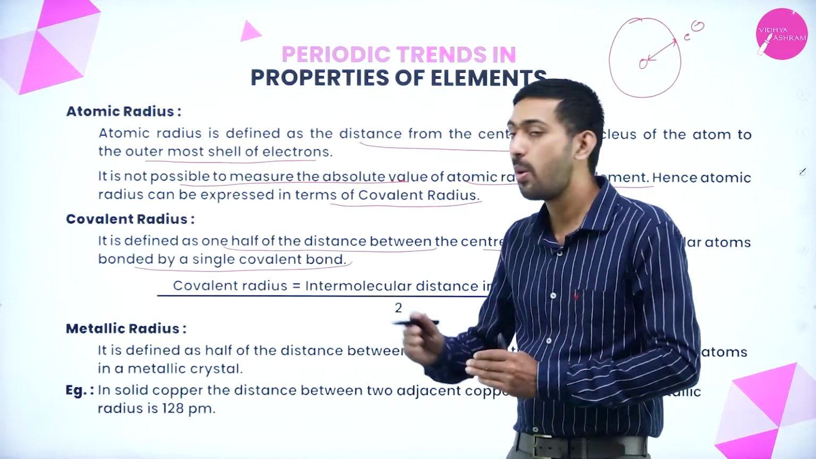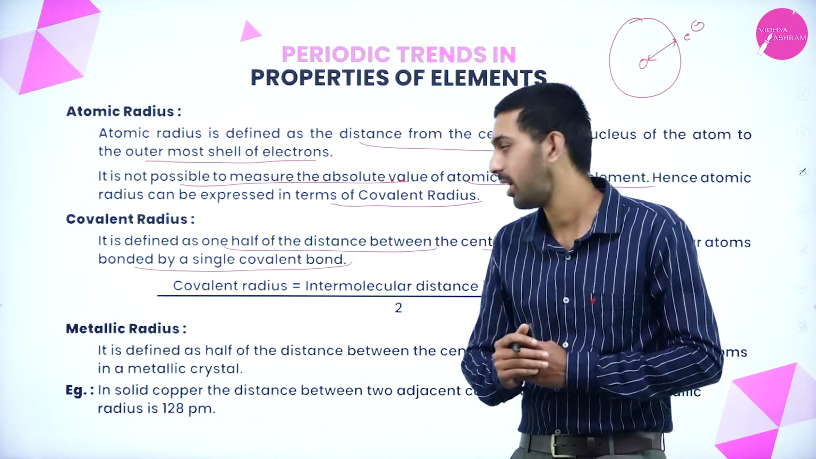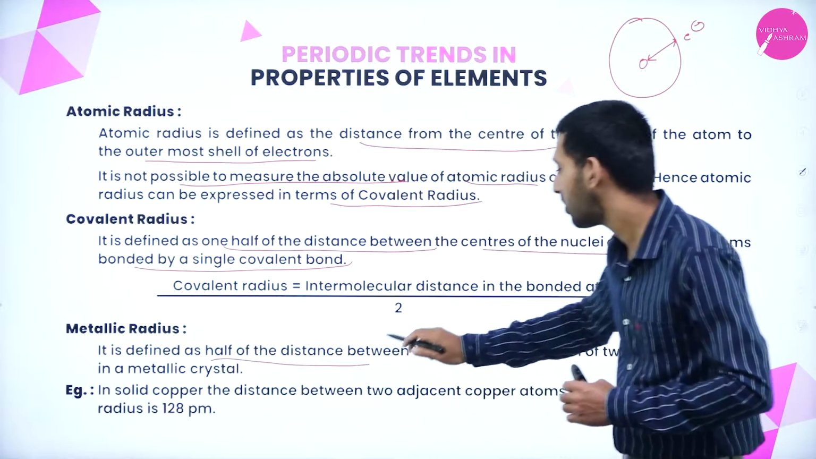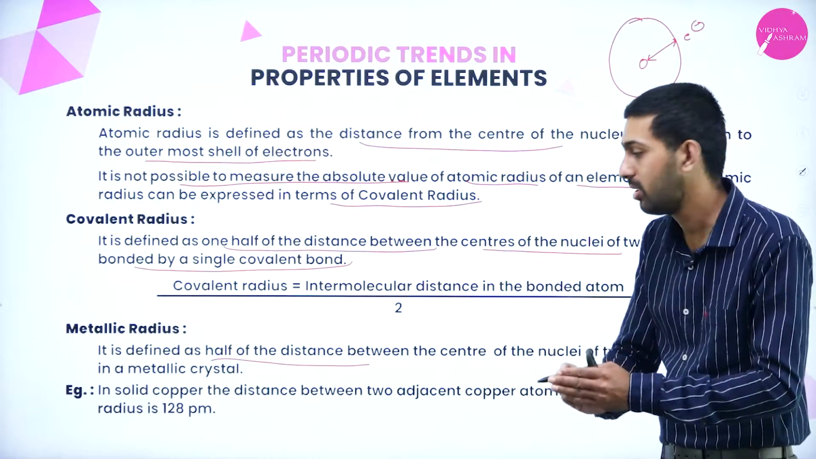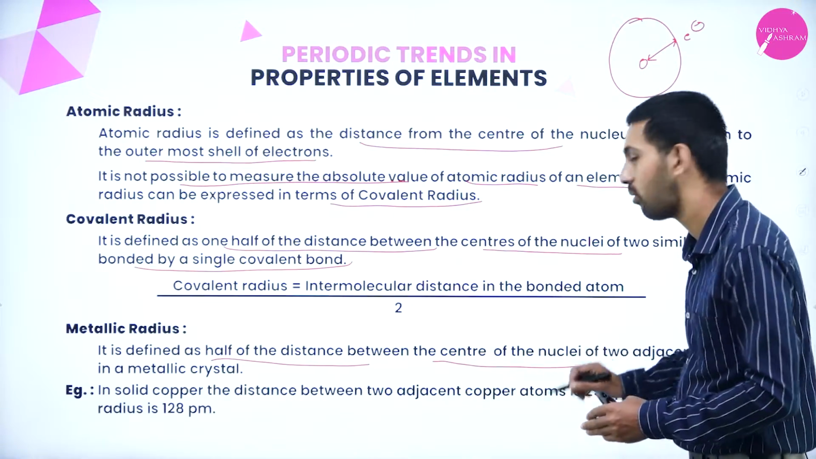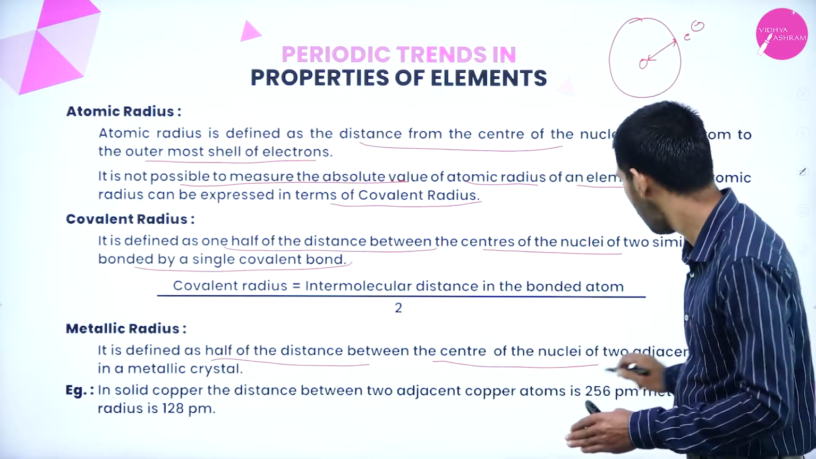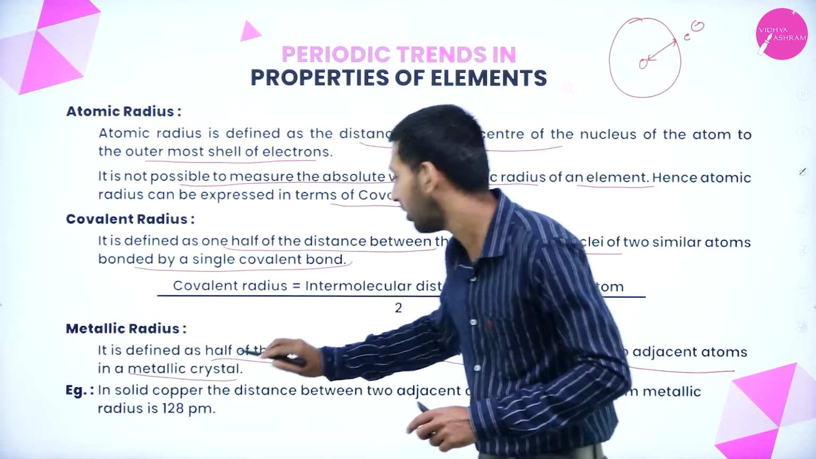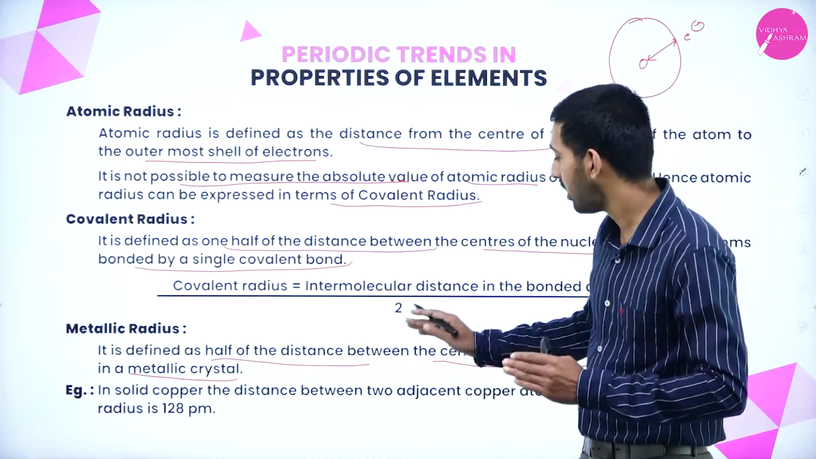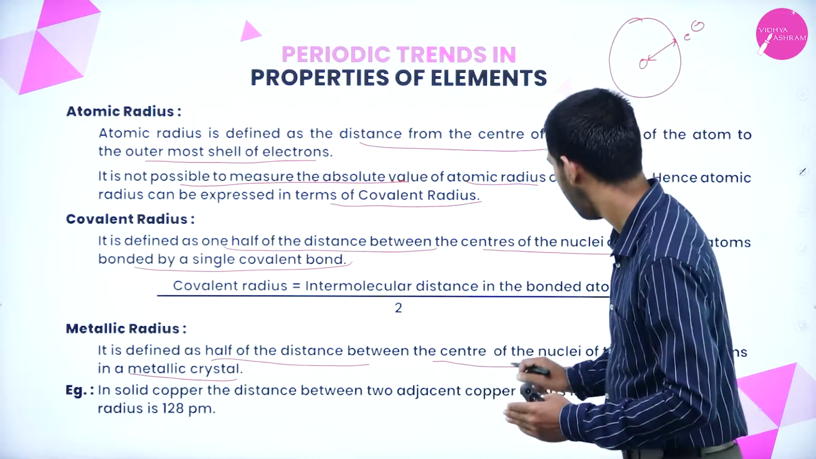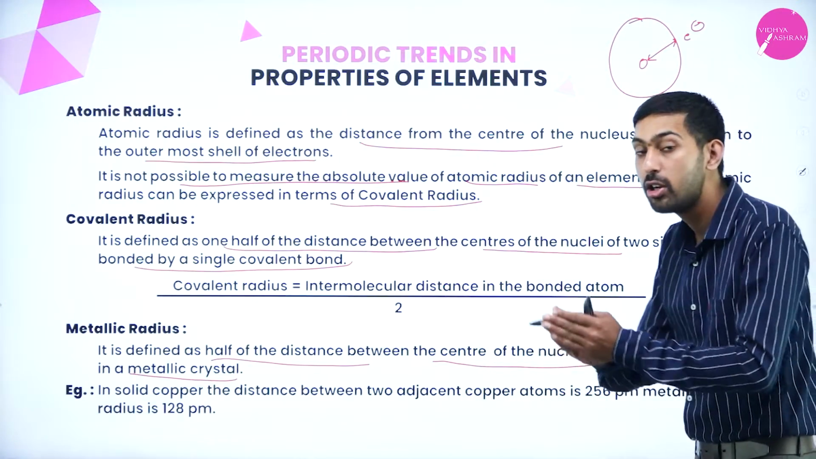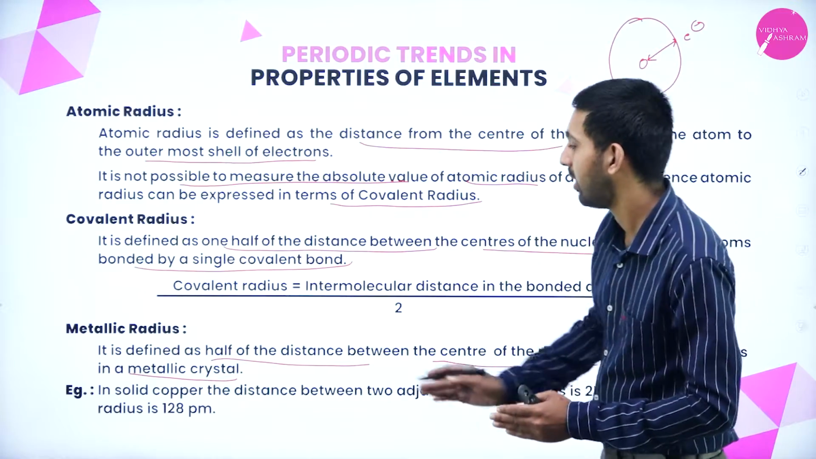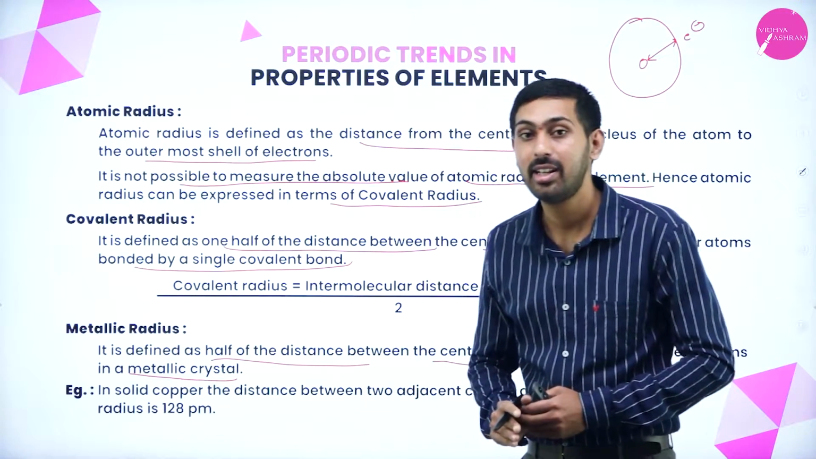Next is metallic radius. What do we mean by metallic radius? It is half of the distance between the centers of the nuclei of two adjacent atoms in a metallic crystal.